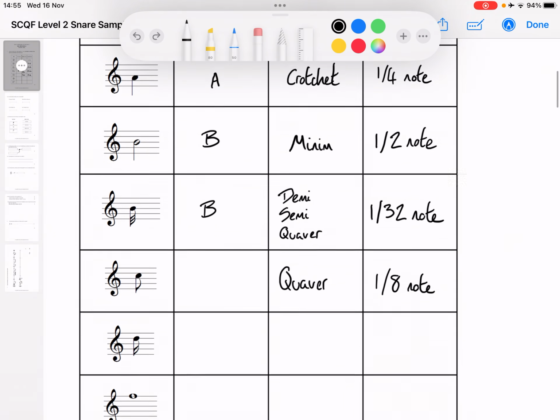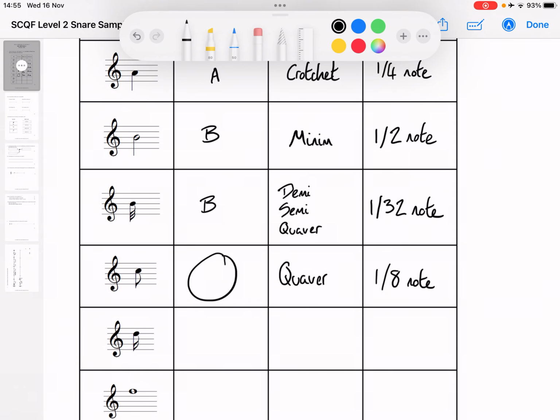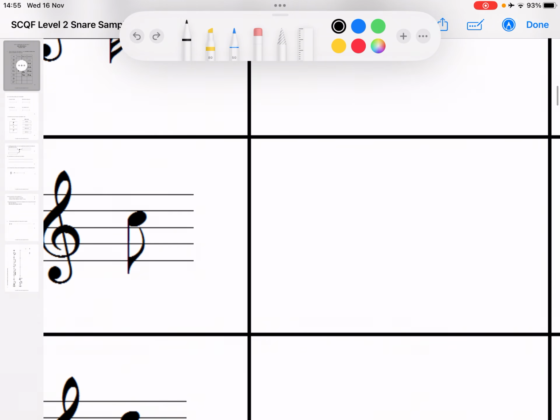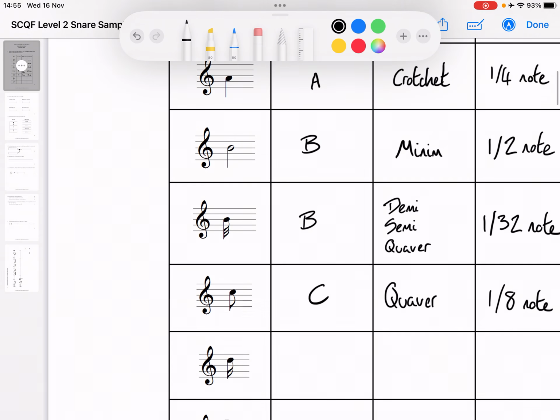Okay, so all we need to do now is figure out the pitch name. So let's have a look. So there was G again, A, B, C. So it's a C. So we'll write C in there. Done.